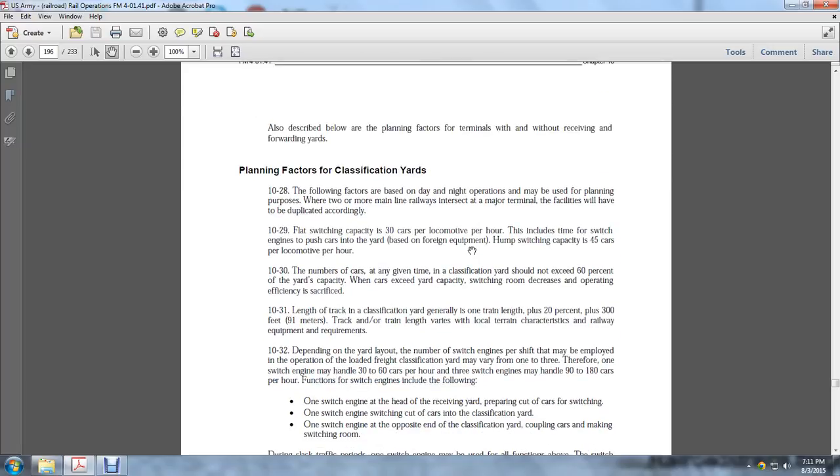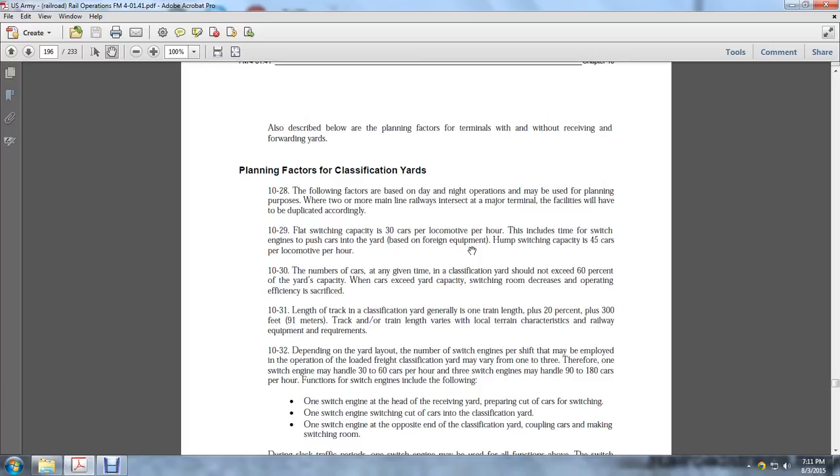1028. The following factors are based on day and night operations, used for planning purposes at two or more mainline railways intersecting at major terminal facilities while having duplicated accordingly. 1029. The flat switching capacity is 30 cars per locomotive per hour. This includes the time for switching and pushing the cars.